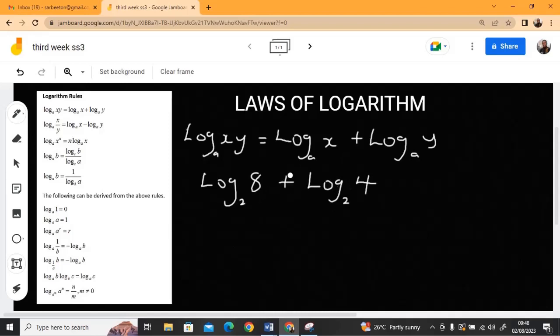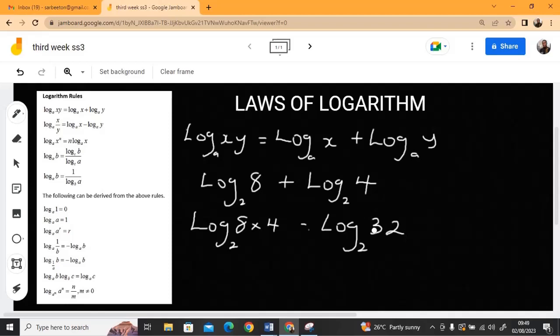Now you are going to apply the laws of logarithm. And the laws of logarithm say what? For plus, you are going to multiply. It means they have the same base, so you pick one of them. That will be log what? Log base 2, because they have the same base. Then you now multiply, because plus means you multiply. That will be 8 times 4. So here we have log base 2 of 32.